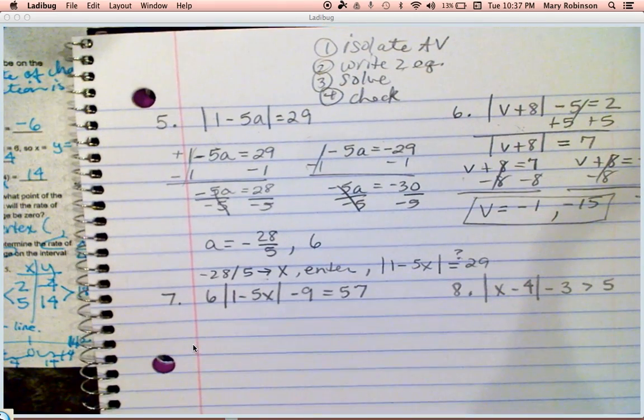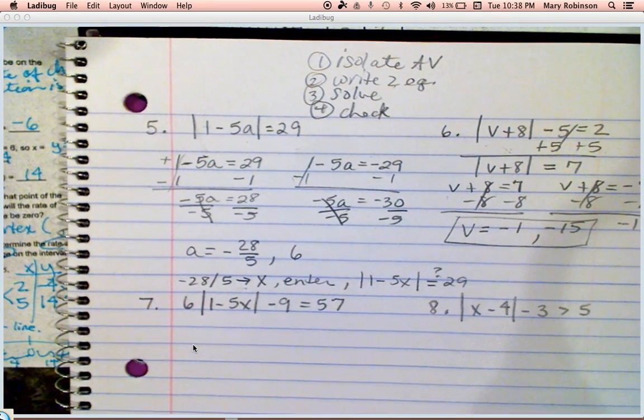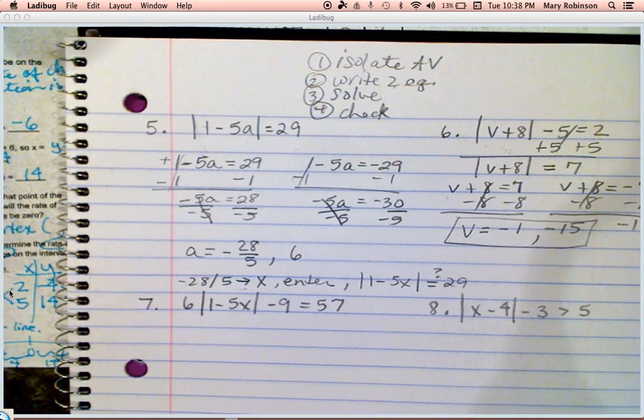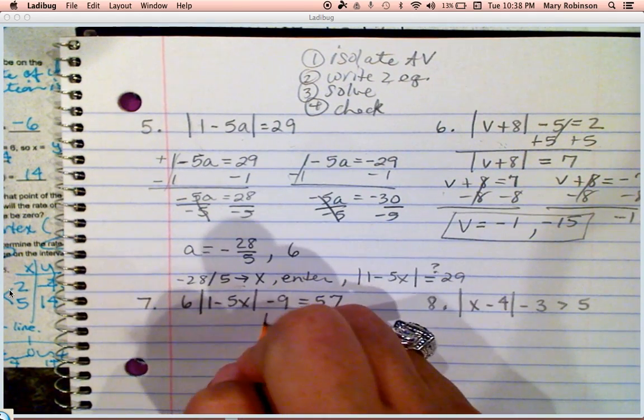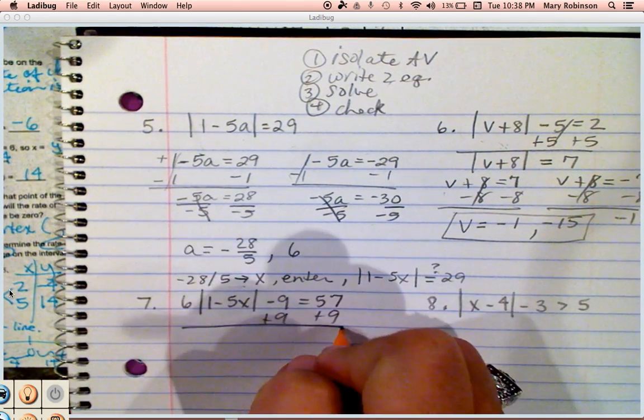For number 7, we've got 2 steps to isolate our variable here. Always remember that when solving, you undo addition or subtraction first. So we're going to add 9 to both sides.